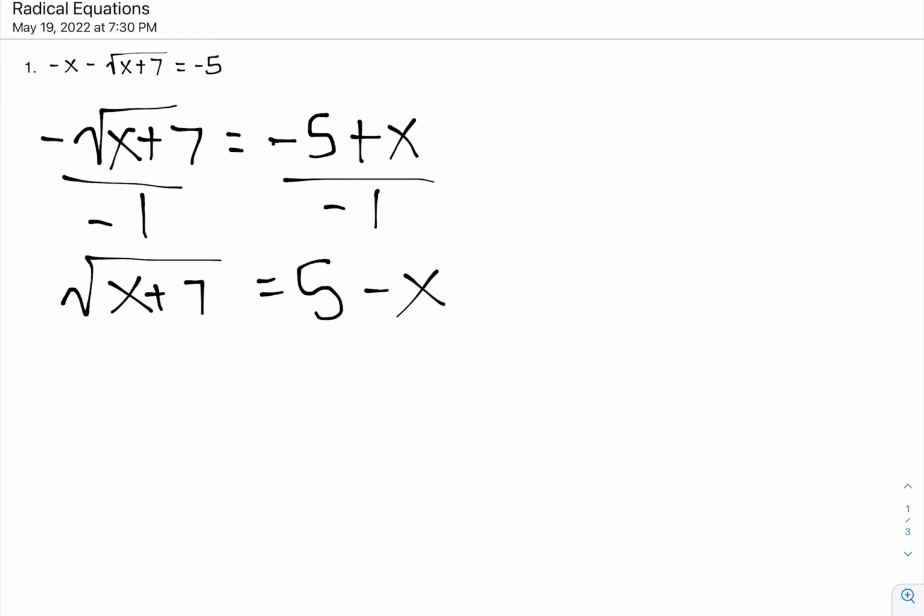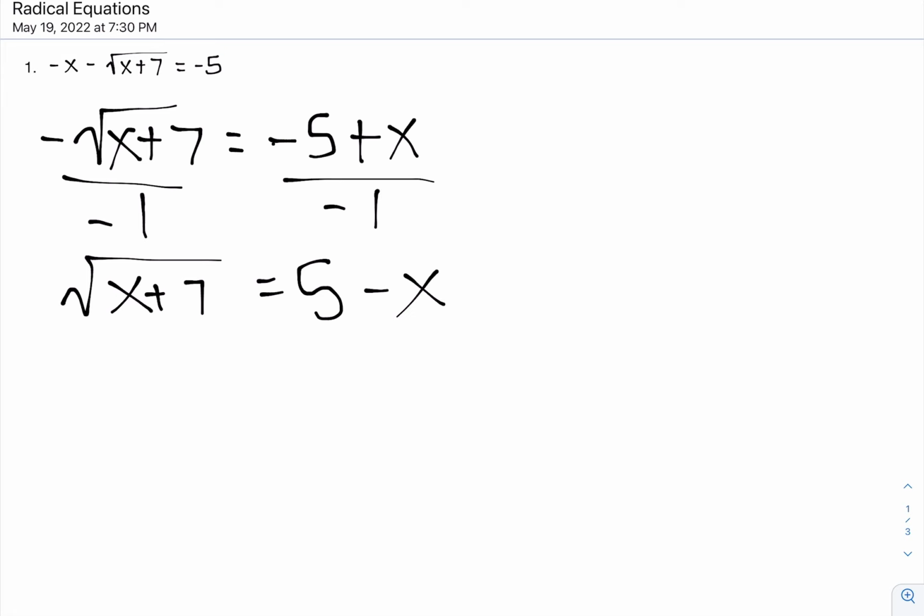Now remember, whenever we're trying to solve for x, we're just trying to use inverse operations. When we added x on both sides, that got rid of this negative x. So the inverse of minus x is plus x. Then we wanted to get rid of this negative, so we divided by negative 1. The inverse operation of multiplying by negative 1 is dividing by negative 1.